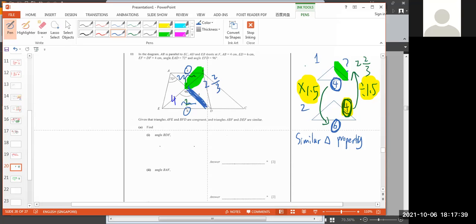So far so good? Yeah. So you just add them up. 4 plus 2 and 2 over 3. So it's 6 and 2 over 3 cm for the BE. Right? Because you need to add this 4 and then you add the BF. So you add the 4, you add the 2 and 2/3. So you get 6 and 2/3 cm. So far so good? Yeah.